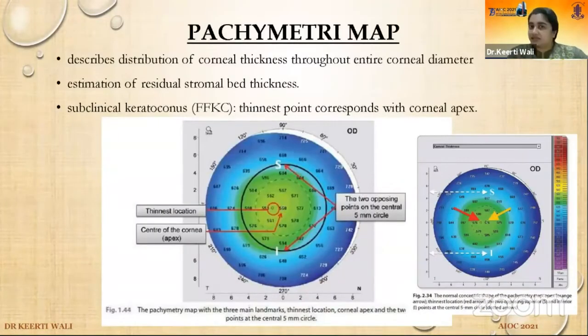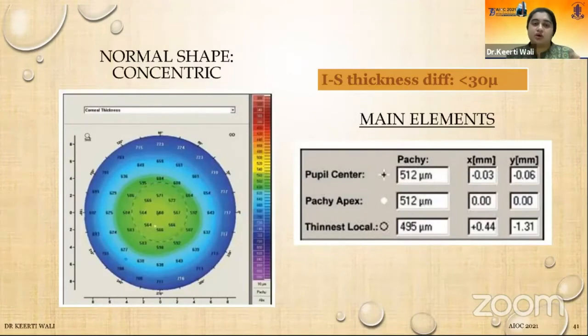Right. So coming to the next map, the pachymetric map, it shows the distribution of the corneal thickness throughout the entire corneal diameter, the normal shape being concentric. In the 5 mm zone you have to see the inferior and superior thickness at the 5 mm level. The difference should be less than 30 microns. As in this case, it's 534 and 530. The difference is hardly 4 microns. It is not significant. If it is more than 30 microns, it is significant and high risk.